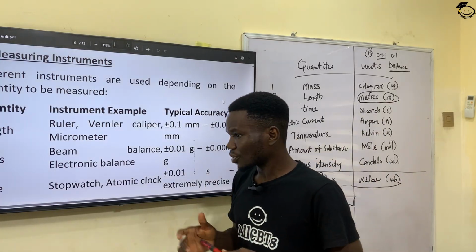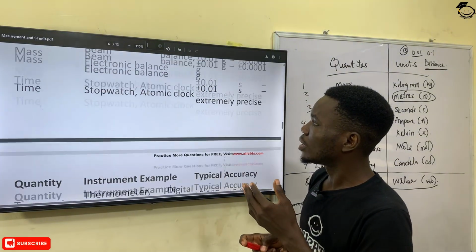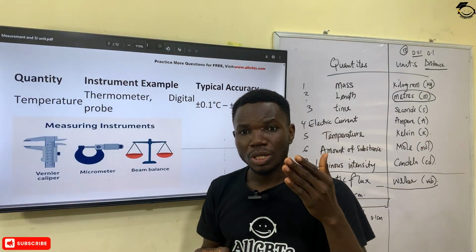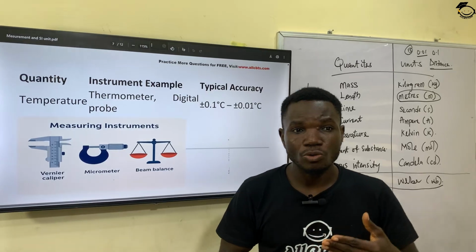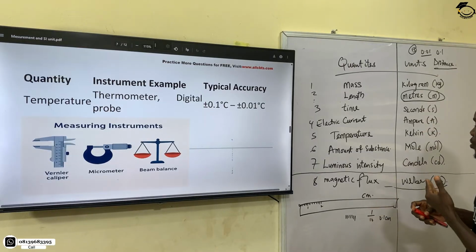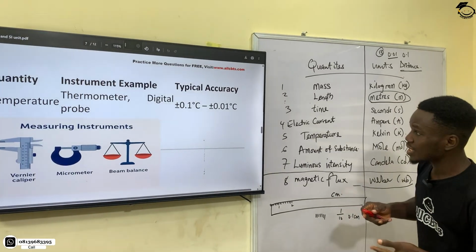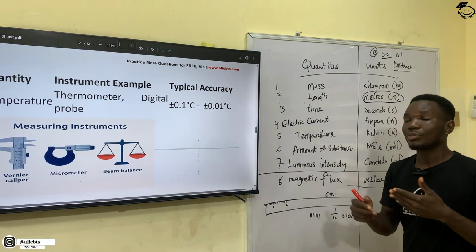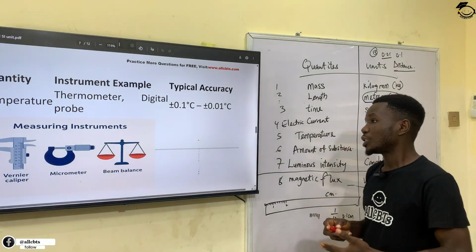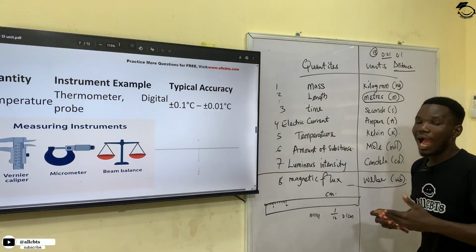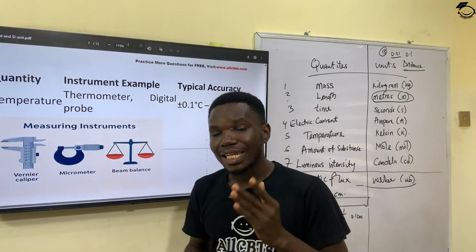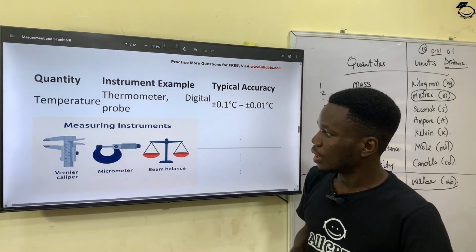Moving on from there, we have other apparatus, like the apparatus that we use for measuring what? Temperature, the apparatus we use for measuring current, the amount of substance, the luminous intensity. All of these are different apparatus. For example, if I want to measure temperature, I have the thermometer. The thermometer is an apparatus for measuring temperature. If I want to measure current, I have the ammeter. So all of these apparatus are used differently and they all have their degree of accuracy. Let's move on from there.